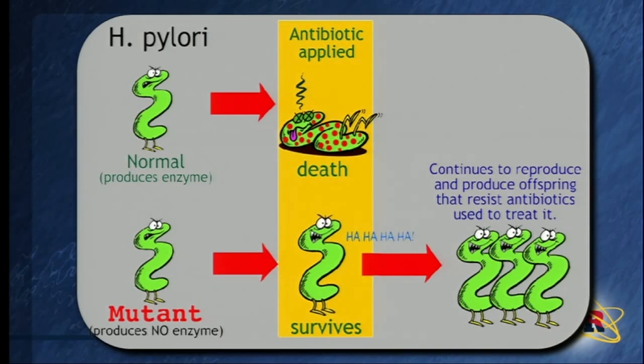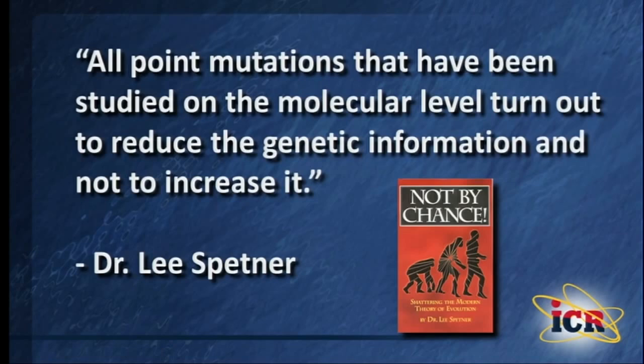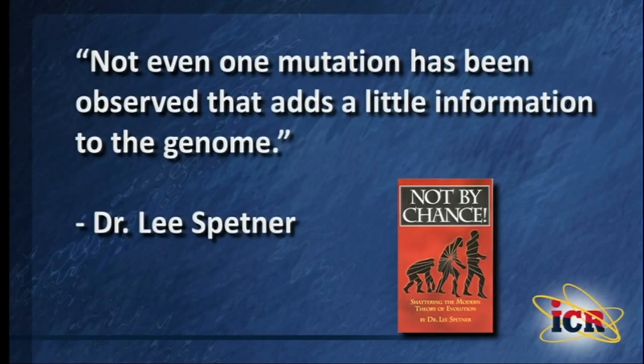So that's an example of a beneficial mutation, but it's still the opposite of evolution, because they haven't gained any new instructions. They've lost information. It's in the wrong direction to make evolution happen. Dr. Lisle Bettner is a PhD biophysicist from Johns Hopkins University, says all point mutations that have been studied on a molecular level turn out to reduce the genetic information, not to increase it. Isn't that interesting? And he goes on to say that not even one mutation has been observed that adds a little information to the genome.